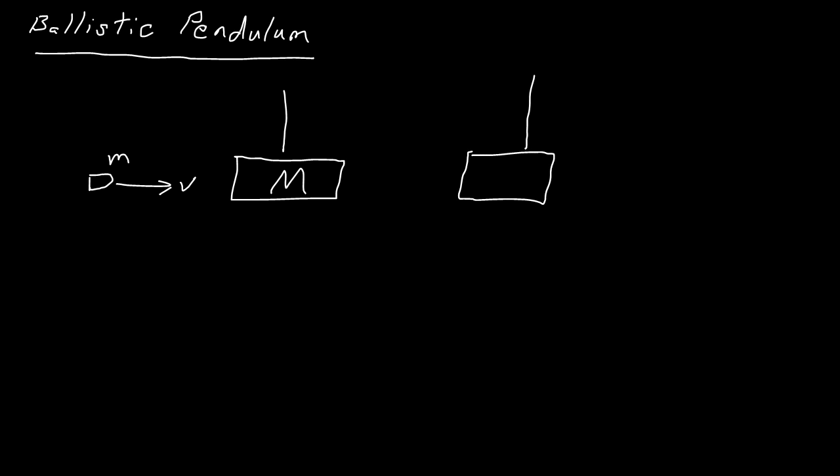The bullet goes in, embeds. I now have a combined mass of M plus m, and this will move at velocity big V. So this is my initial and final for my collision, and I can apply conservation of momentum to it. P initial equals P final. So initially I have little m, little v. In the end, I have the combined mass moving at velocity big V.